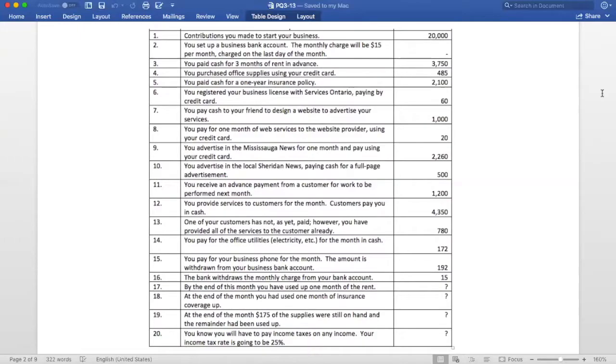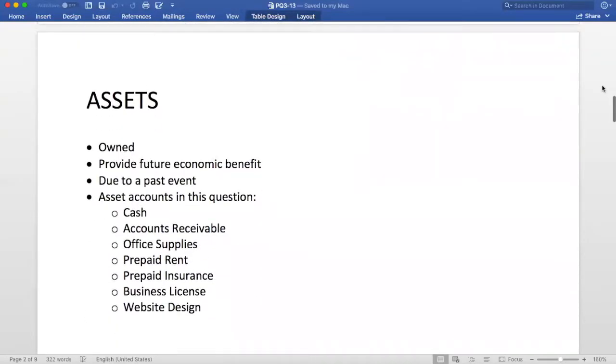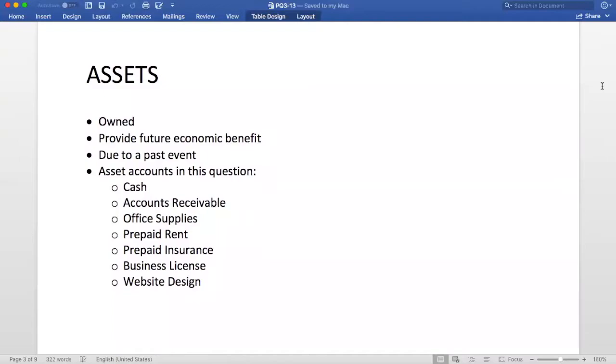To recap, assets are owned, provide future economic benefit, and are due to a past event. The asset accounts in this question are cash, accounts receivable, office supplies, prepaid rent, prepaid insurance, business license, and website design.